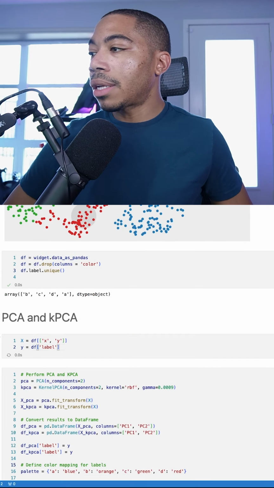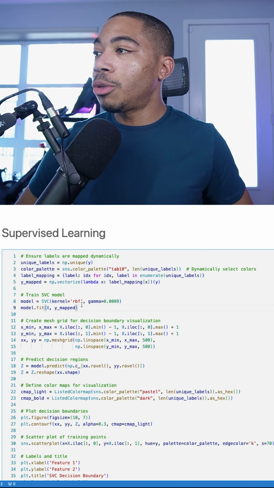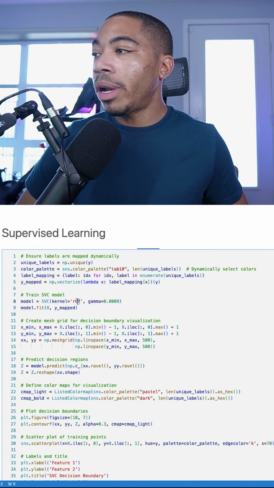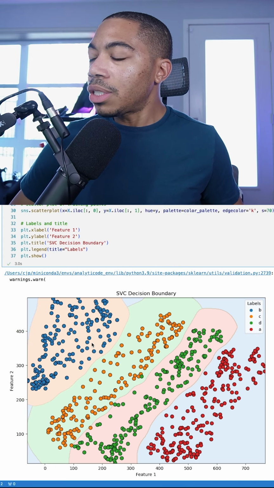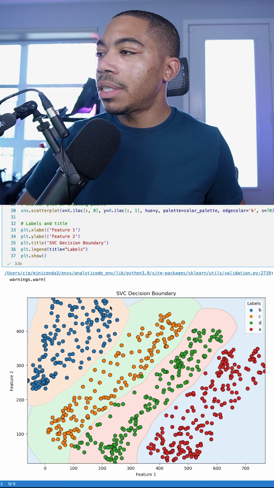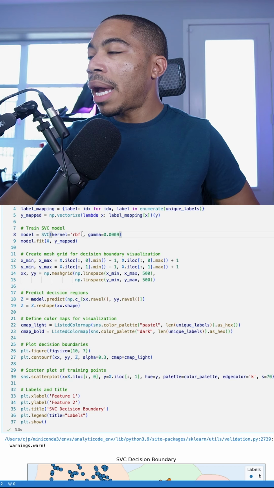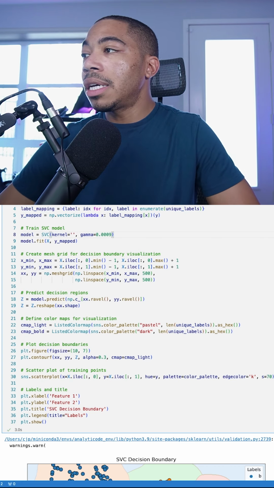If we update our XY, if we look at the supervised machine learning, I'm going to keep my radial basis function. We can see it does an interesting job trying to fit this data. We do have these decision bounds. Now let's switch back to our linear function and see how that does.